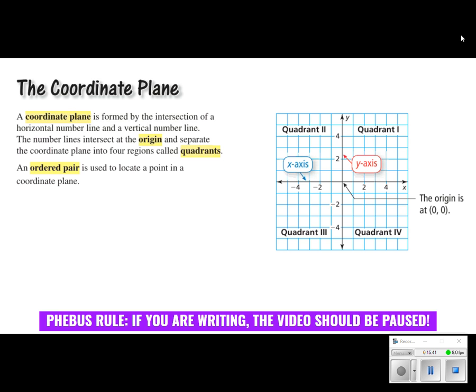An ordered pair is just a location of a point. The first number is the x-coordinate. It tells you how far left or right to go. The second number is the y-coordinate. It tells you how far up and down to go. If the values are positive, an x-coordinate will go right, a y-coordinate will go up. If the values are negative, an x-coordinate will go left, and a y-coordinate will go down.